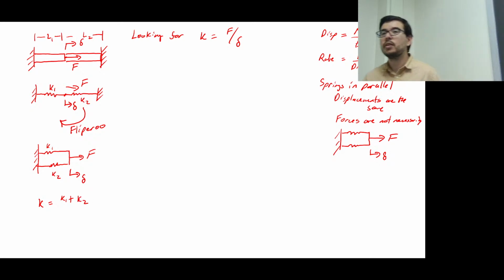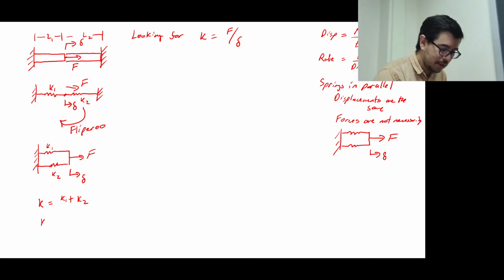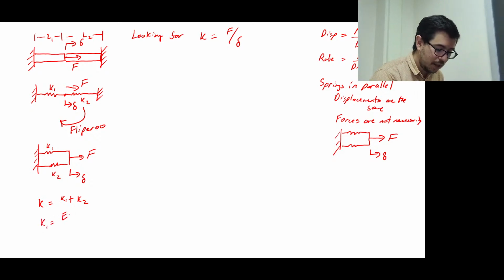Yeah, that's it. Right, and what is K1? K1 is going to be EA over L1. K2 is going to be EA over L2.